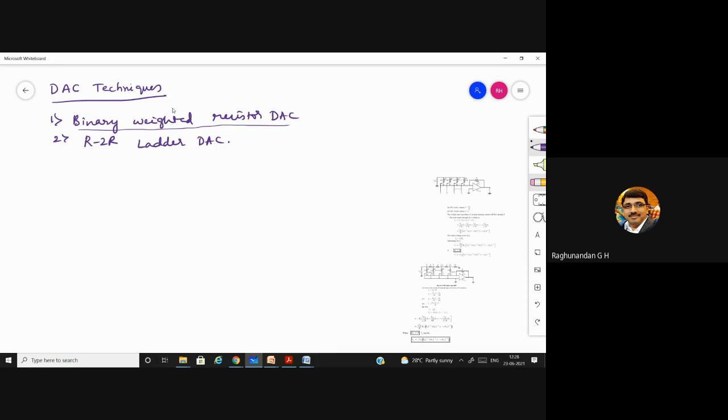The binary weighted resistor and R to 2R ladder, the connection looks almost the same, but because of some drawbacks in the binary weighted resistor DAC, we went on to the R to 2R ladder. But both of them are going to do the same work. So let us first discuss the earlier version of DAC, then we will discuss the R to 2R DAC.